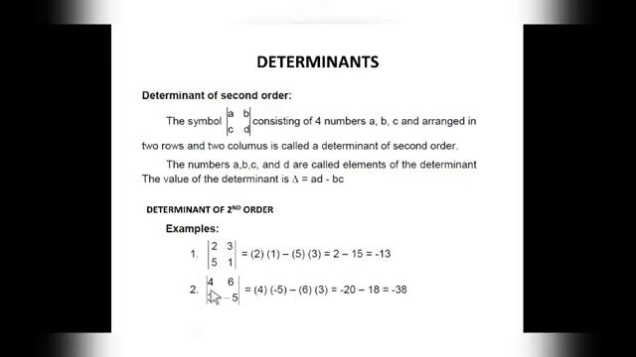Another example, 4, 6, 3, minus 5. The value of this determinant, 4 into minus 5 minus 3 into 6. That will give us 4 minus 5s are minus 20, minus 6 3s are 18. Minus 20 minus 18 is equal to minus 38.